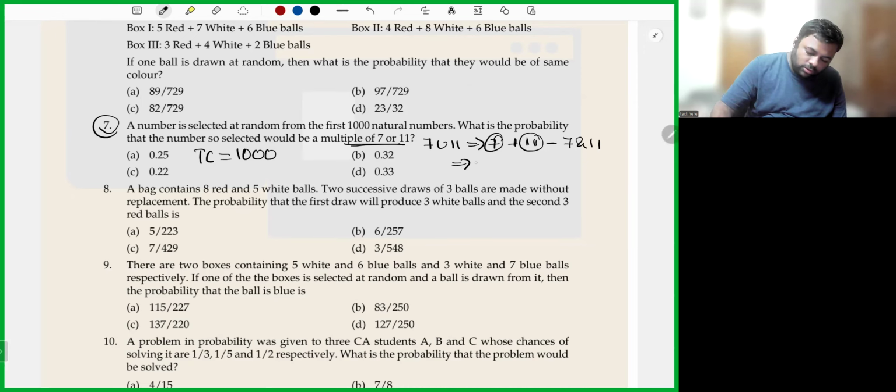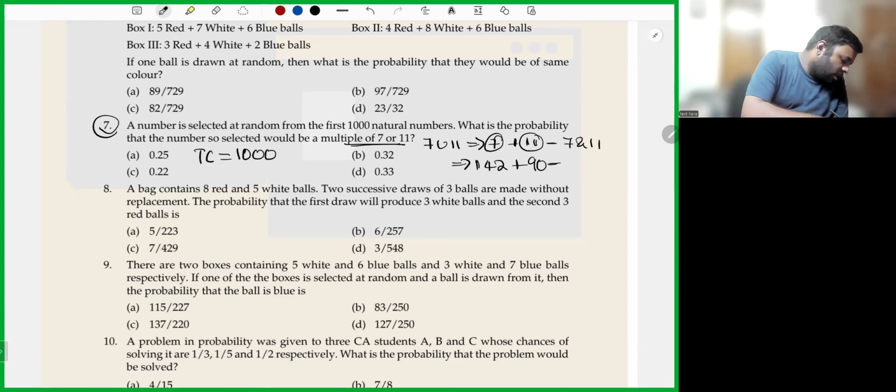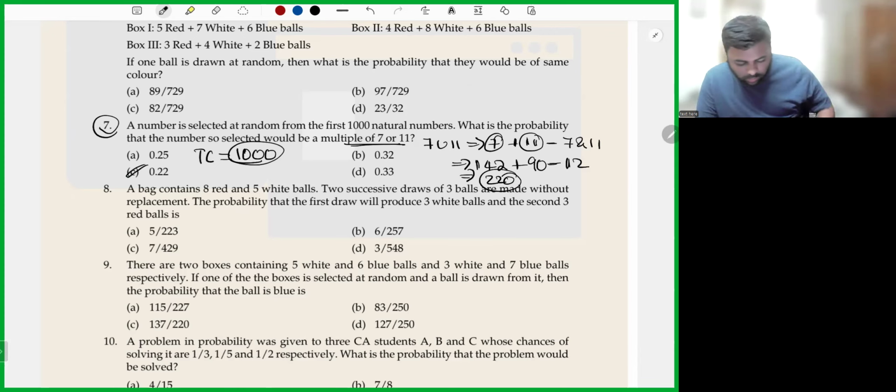You will get 142.8, but don't take that decimal. How many numbers are divisible by 11? 1000 divided by 11, you will get 90.90, but don't take that decimal. How many numbers are divisible by 7 and 11? You will divide by 77. 12.98, but you will not take that decimal. So 142 plus 90 minus 12. So 220. Favorable cases are 220, total cases are 1000. So probability is 0.2.